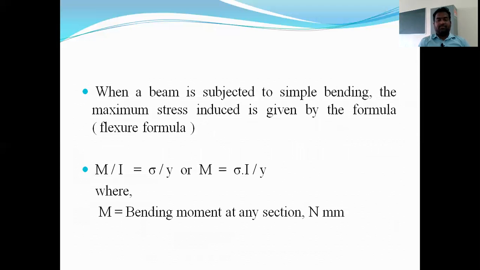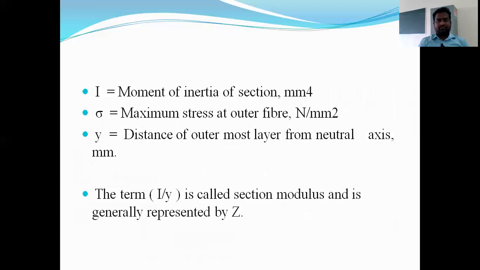So we are getting a bending equation, that is M by I is equal to sigma by y. M is equal to sigma into I by y, where M is equal to bending moment at any section, and I by y you can call it as a section modulus. We can indicate it with a Z value. So M is equal to sigma into Z is the bending moment equation. I is equal to moment of inertia of the section, mm power 4. Sigma is the stress at outer fiber, Newton per mm square. y is the distance of the outermost layer from the neutral axis, and the term I by y is called section modulus and generally represented by Z.